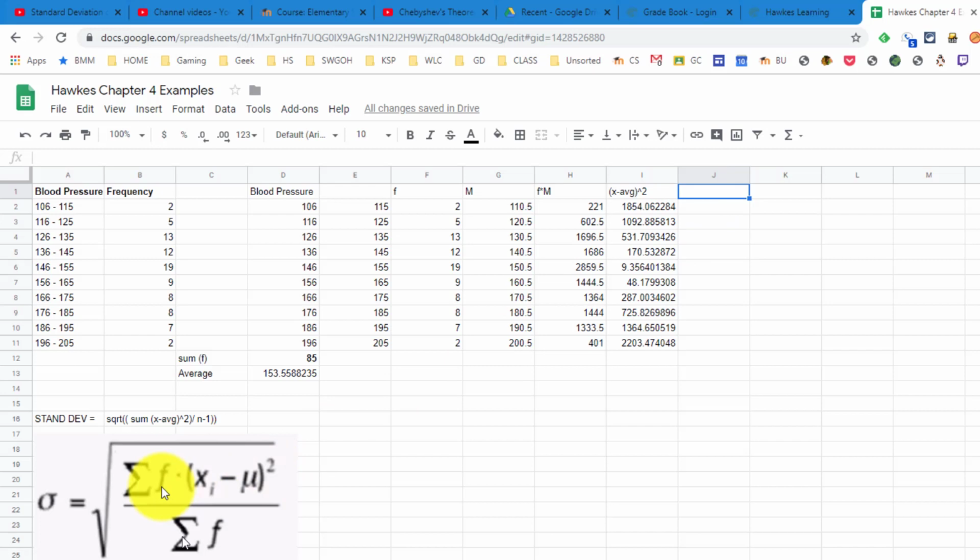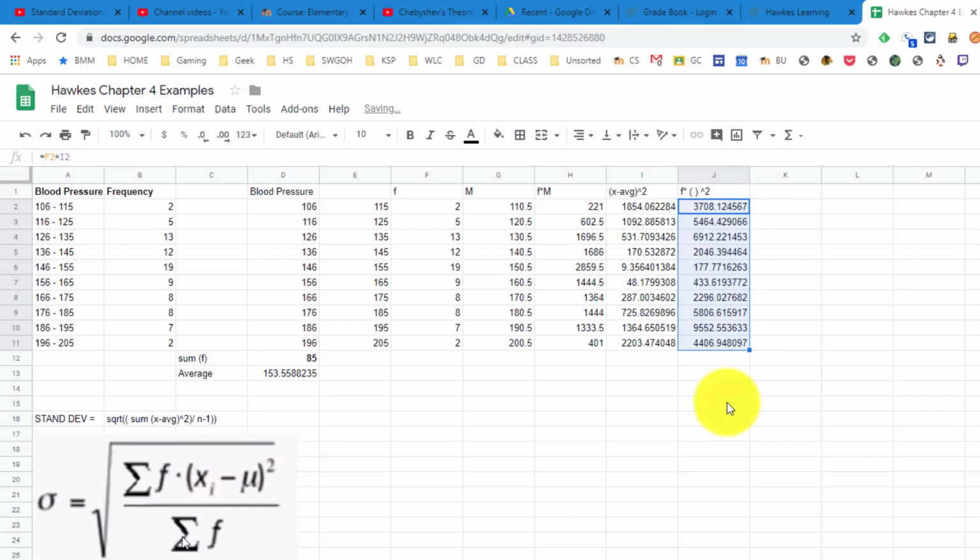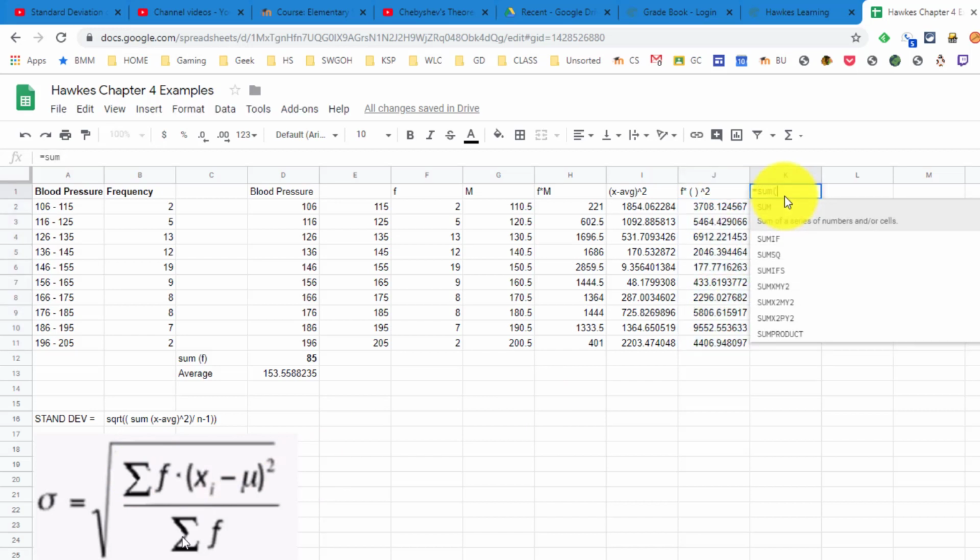The next thing I have to do is multiply each of those things times f. So here's f times this last thing squared that I just did. So in this case, 2 times this. Drag that all the way down. I've got all of those. The last step then, or last two steps, I need the sum of all of this that I just did. So equals the sum of J.